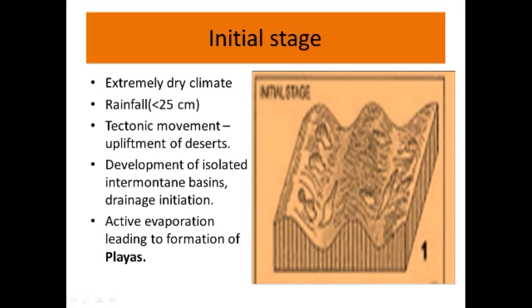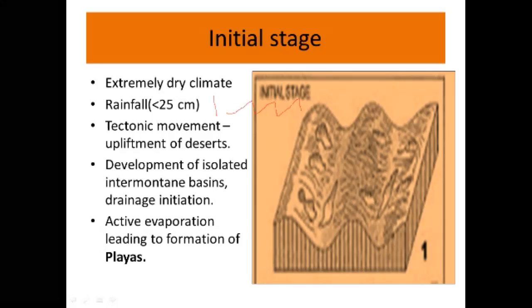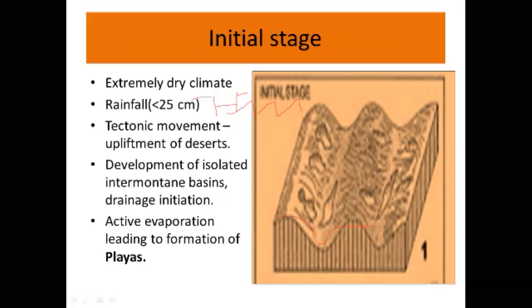This tectonic movement is causing upliftment of deserts. The upliftment can be because of folding, forming fold mountains, or faulting. This upliftment is causing the formation of desert mountains, and isolated intermountain basins develop here. Between two different mountains, there is a region which is called an intermountain basin.